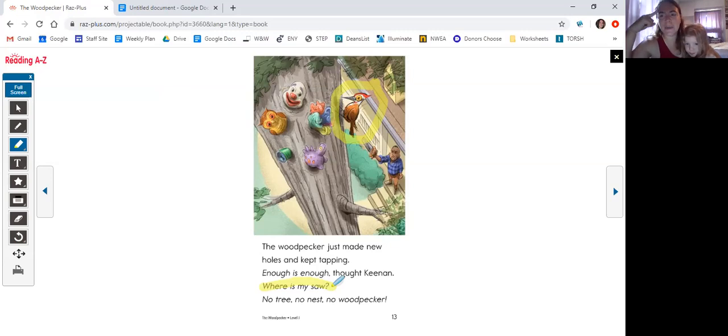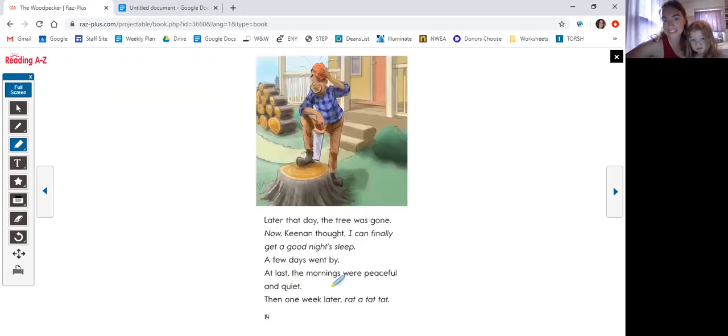I'm going to use my schema to think what a saw does. What does a saw do, friends? A saw cuts things down. So that makes me think that Kenan is going to cut down the tree with his saw. All right, let's see. Nice job. If you got that inference correct, he's going to use his saw to cut down the tree so he can solve his problem. Let's see what happens.